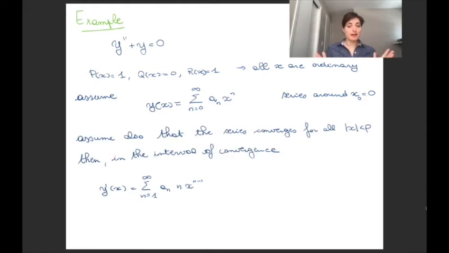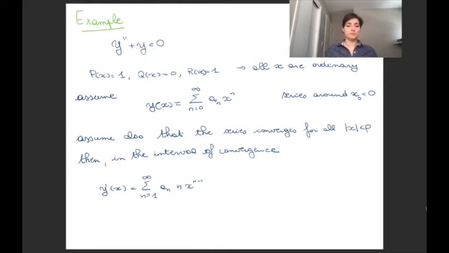We start by assuming that around x0 equal to 0, the series converges. For a little bit. We don't know how much, but we're going to assume that there exists an interval of convergence. If you're uncomfortable with the idea of interval of convergence, I send you back to the introductory video on power series.